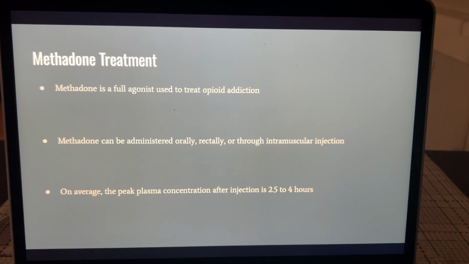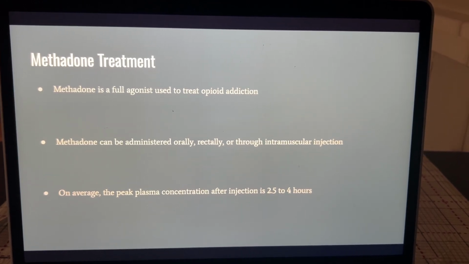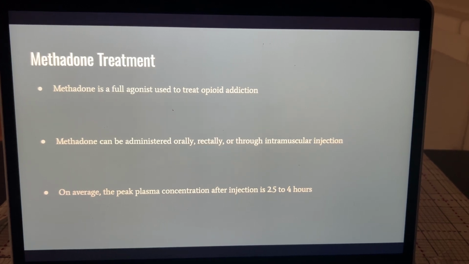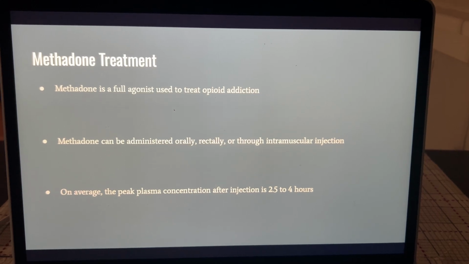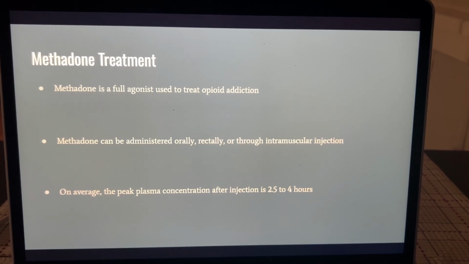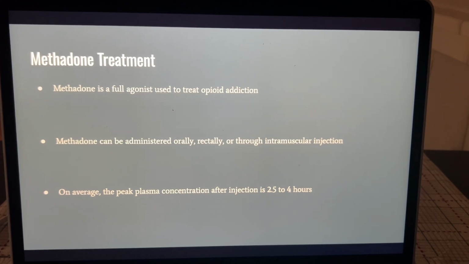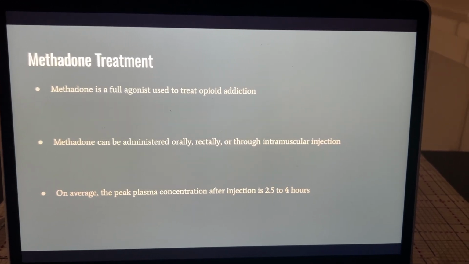There are multiple ways to administer methadone, which makes it a convenient treatment. The three main options are it can be administered orally, rectally, or through intramuscular injection. With rectal administration, the absolute bioavailability is 76% compared to 86% with oral administration. So overall, rectal administration is absorbed quicker and has a longer mean duration of action.